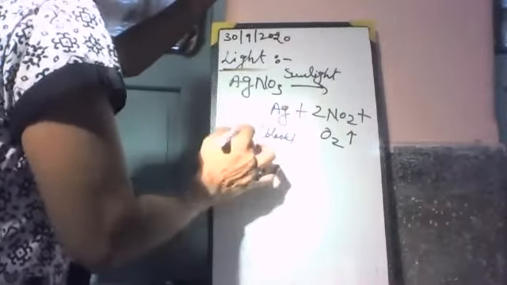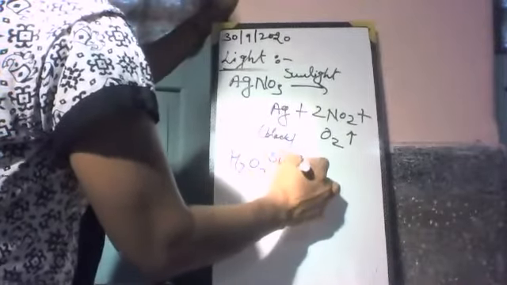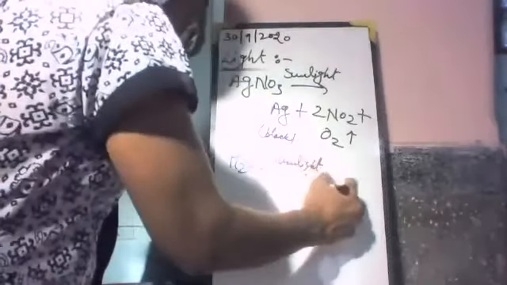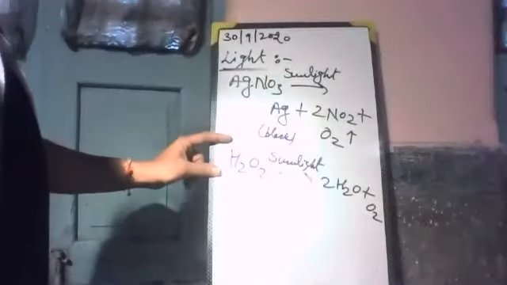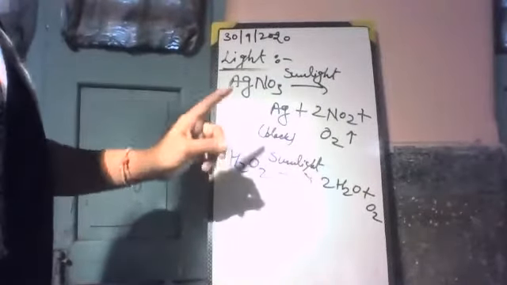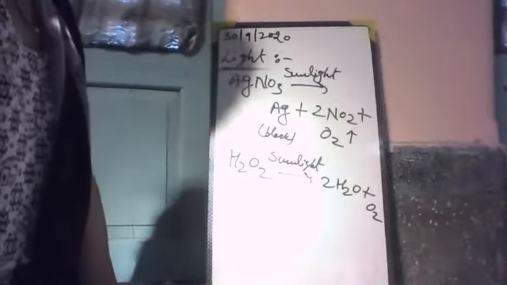Same for hydrogen peroxide. This is water, but H2O2 is hydrogen peroxide. This hydrogen peroxide reacts with sunlight and forms water and oxygen. Again, hydrogen peroxide decomposes in the presence of sunlight to water. These are examples of light being required for some reactions.